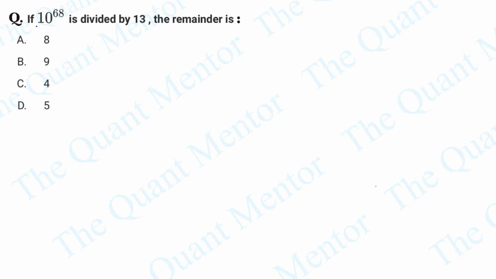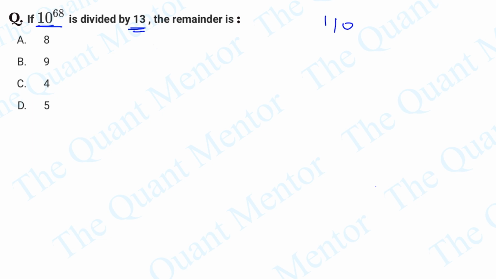If 10 raised to 68 is divided by 13, the remainder is. Pretty simple question. It's a very straightforward question. We will look at multiple ways of solving the question. The first method is you can divide 10 by 13 and find the remainder.